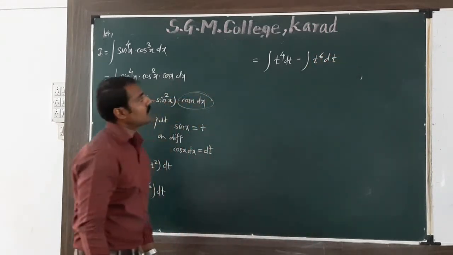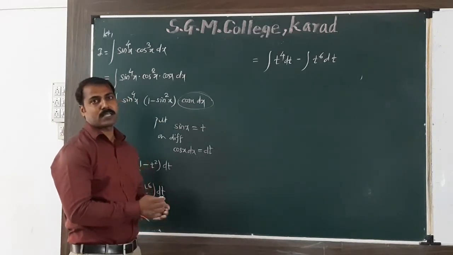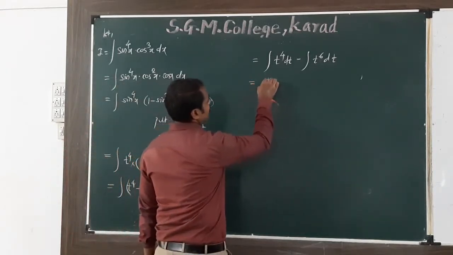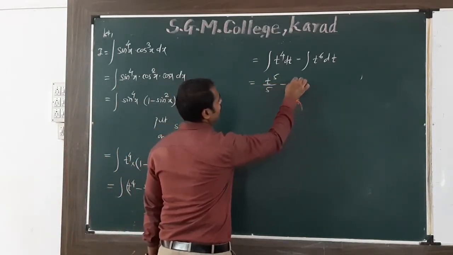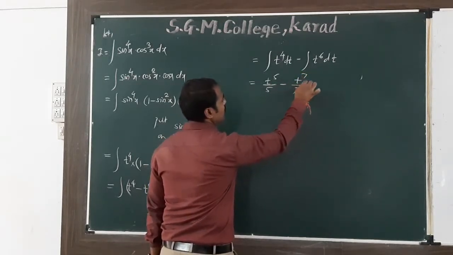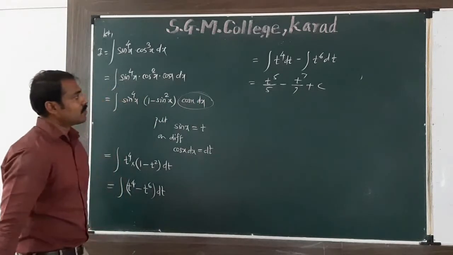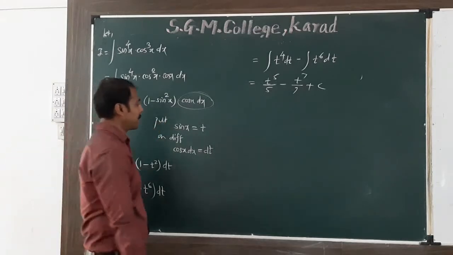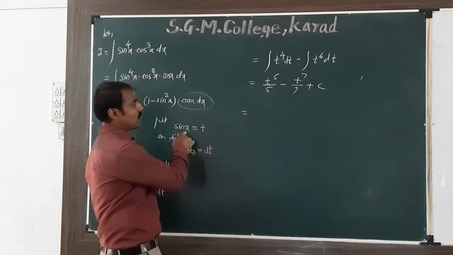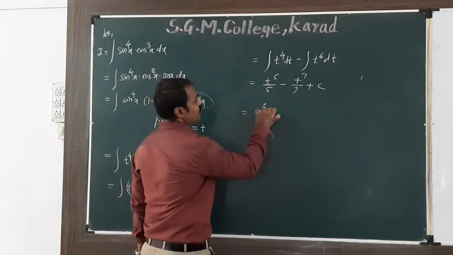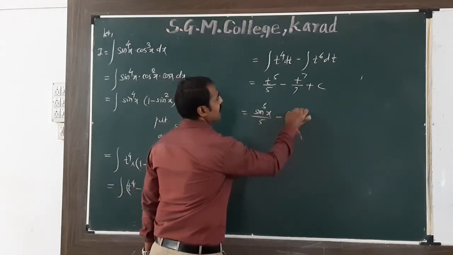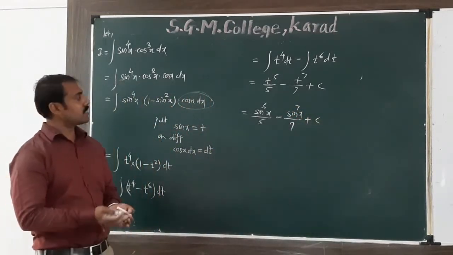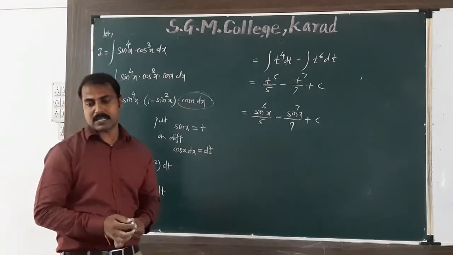Okay, now yes, we know that integration of x raised to n is x raised to n plus 1 upon n plus 1, so integration of t raised to 4 is t raised to 5 upon 5 minus integration of t raised to 6 is t raised to 7 upon 7 plus constant of integration c, but the answer is in variable t because of our substitution. So re-substitute for t. T is what? Sin x. So answer is sin 5th x divided by 5 minus sin 7th x divided by 7 plus constant of integration c, and here is the final answer. Okay, moving to next example.